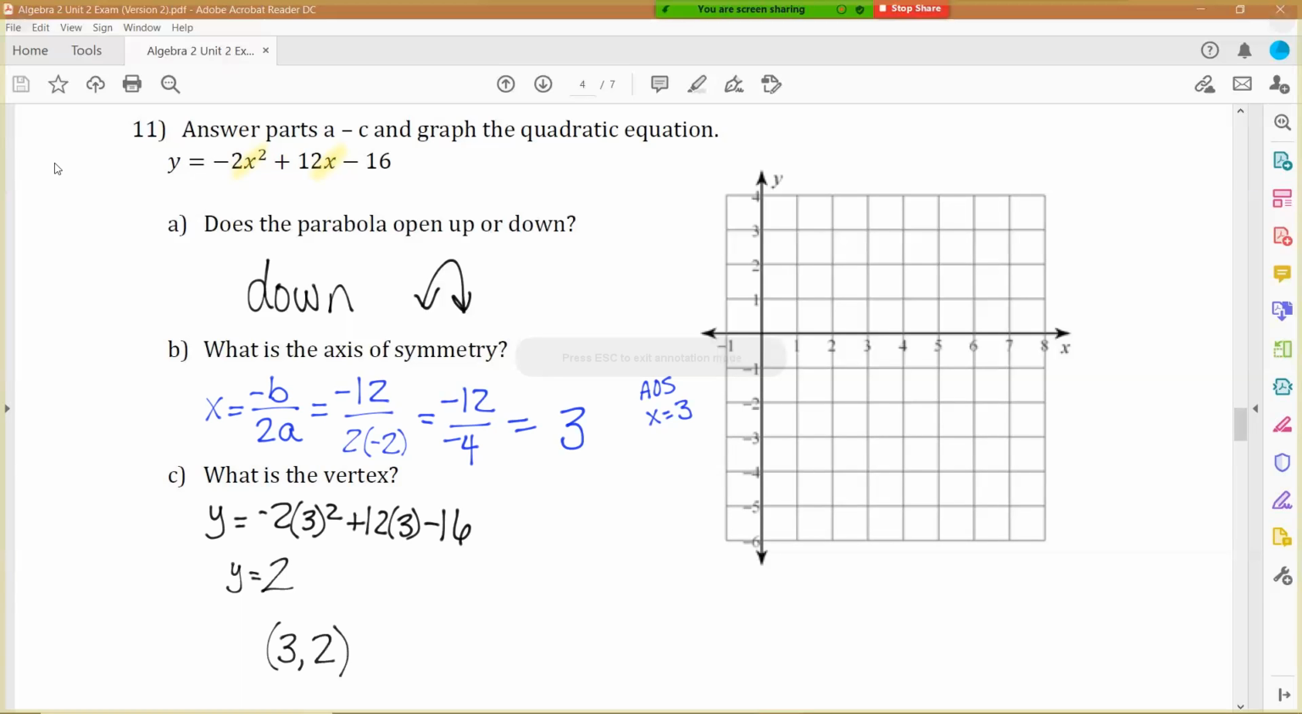So the x coordinate we got was 3. When we plugged that in, we got 2. So this right here is my vertex, 3, 2. So in my graph, I'm going to go to 3, 2. That's my vertex. Your axis of symmetry always runs straight down through that. So we're going to draw in our axis of symmetry. Remember, that's the line we always reflect over once we get our 2 points.